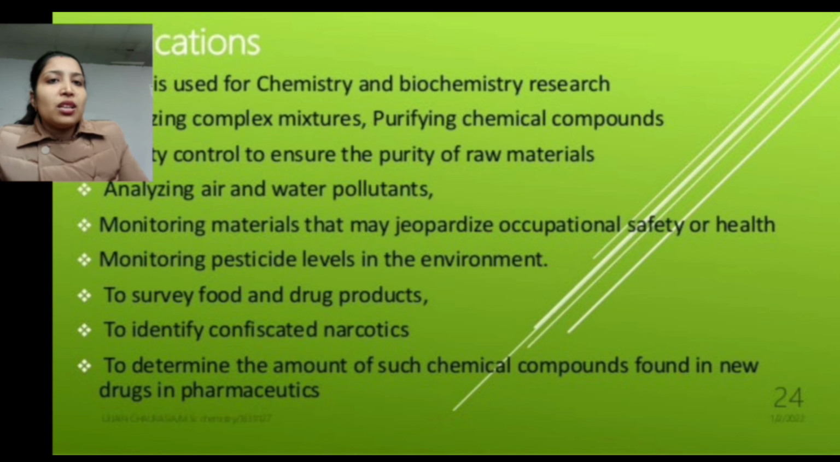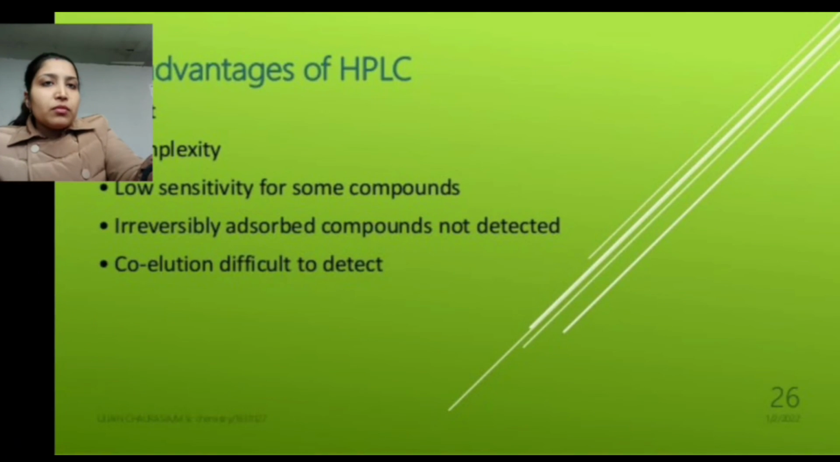So it is used in food and drug products, in concentrated narcotics, and for the amount of such chemical compounds found in new drugs in pharmaceuticals. Disadvantages of HPLC are low sensitivity for some compounds, complexity, and irreversibly absorbed compounds are not detected. This is all about HPLC.